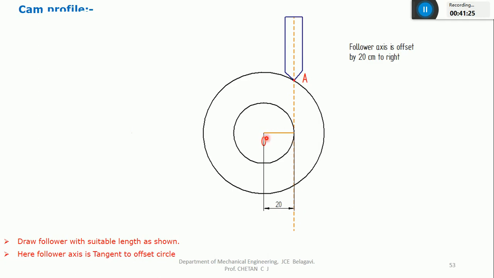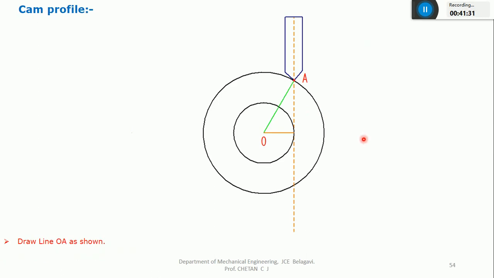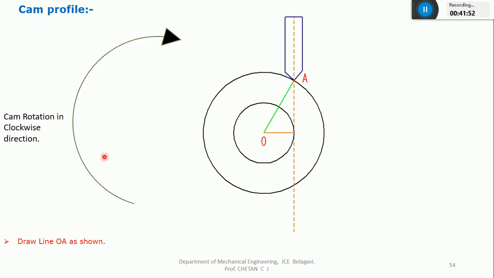After that I'll join point O to point A. After this, again follow the same method. It means you have to indicate all the remaining 4 angles. Since the cam rotation is again in the clockwise direction, as I assumed, I have to indicate the 4 angles in a counterclockwise direction, opposite to this cam rotation.